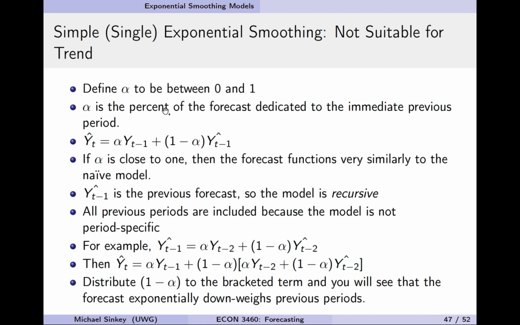So we have all the previous periods included because the previous forecast is included. Let's take a look as to why. How did we make the forecast for period t minus 1? I just took everything back a period.